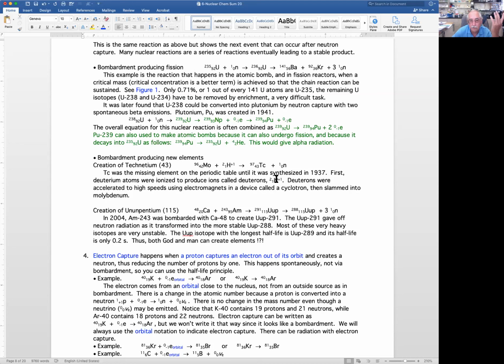A particle accelerator, right? So here's the deuteron. They used the cyclotron to smash it into molybdenum-96, that's bombardment. And what happened? It turned into technetium-97 and gave off neutron radiation. Does that make sense? Of course it doesn't. This is not the kind of stuff that you see in your everyday life, is it? Not at all. Humans don't do this stuff.